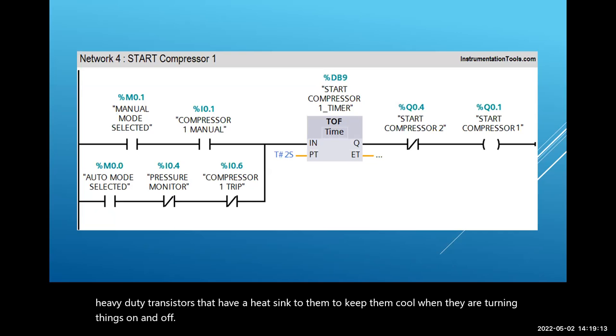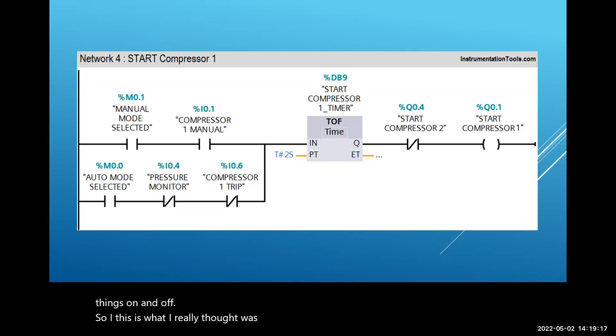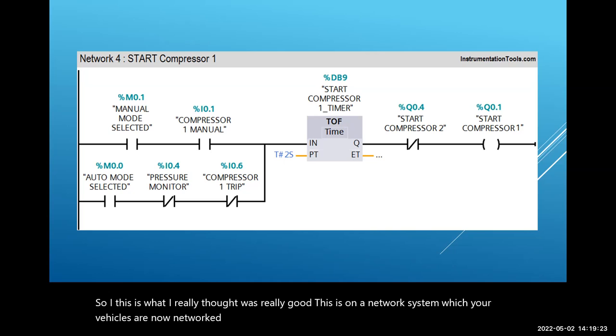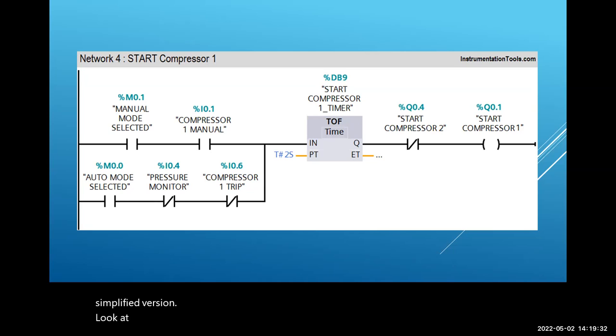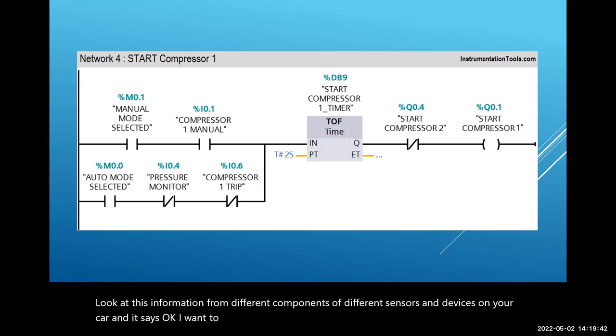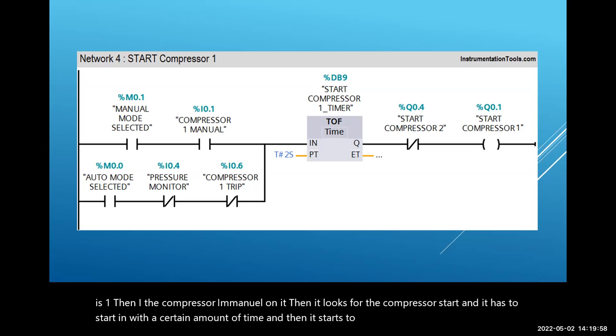So this is what I really thought was really good. This is on a network system, which your vehicles are now networked. This is just a simplified version. They actually look at information from different components, sensors and devices on your car, and it says, okay, I want to select manual mode. Then it has to go through, okay, this is one, then the compressor manual, then it looks for the compressor start, which has to start within a certain amount of time, and then it starts the compressor.